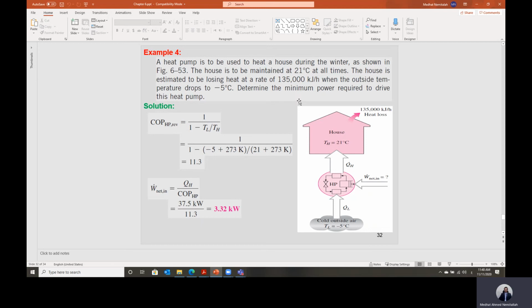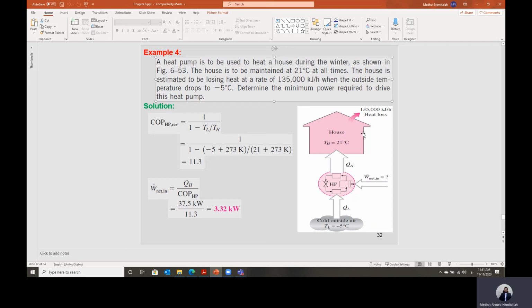Here is also a kind of simple example. It says we have a heat pump system. Heat pump, I have to repeat this again. A heat pump is an air conditioning system, but I just flipped it to have the condenser inside and the evaporator outside. Condenser inside the room. It says we have a house. This house, in the winter, is losing heat to the surroundings at a rate of 135,000 kilojoule per hour. Okay, so this heat is lost.